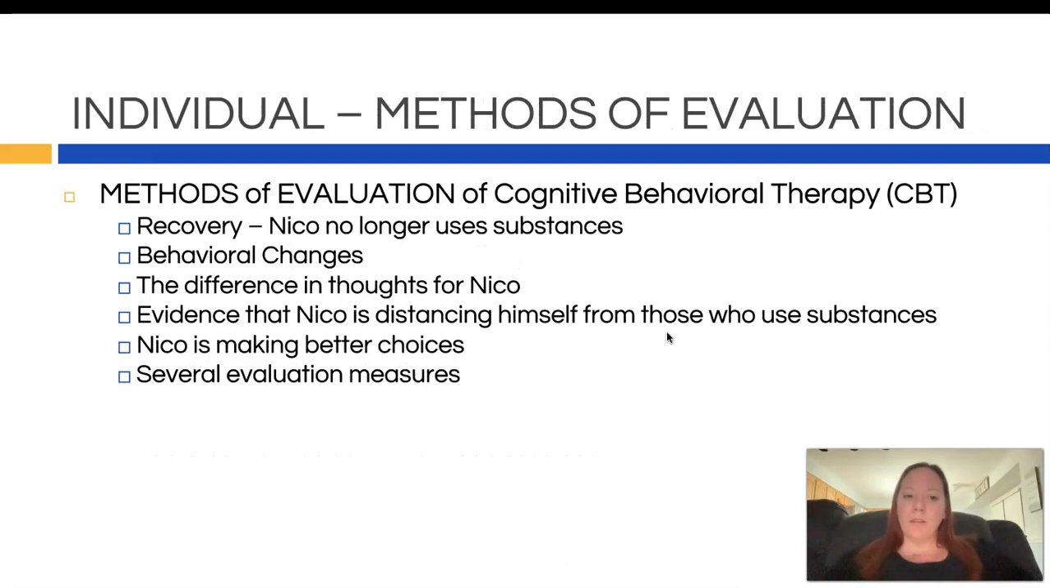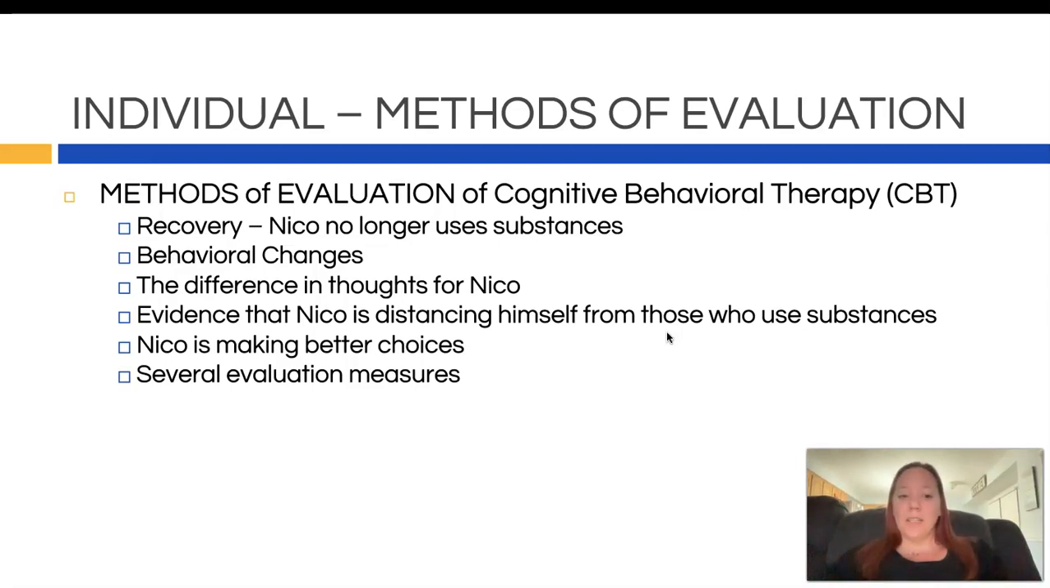Some methods of evaluation of cognitive behavioral therapy. Recovery. Nico is no longer using substances and he's on the road to recovery. His behavioral changes. There's an improvement. He's positive, he's happy, he's doing well. Difference in thoughts for Nico. How is he doing with his triggers? Is he having triggers? Is he having those behaviors that he was having when he was using substances? Is he still doing the same thoughts or the same things that he was doing before?